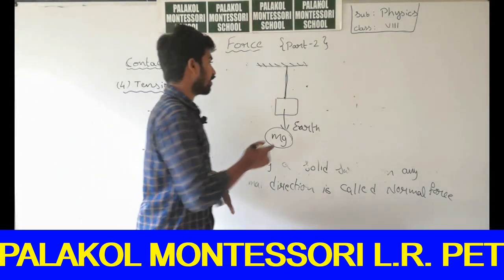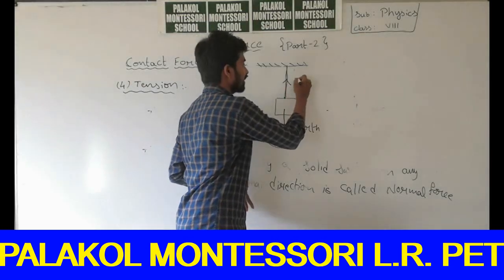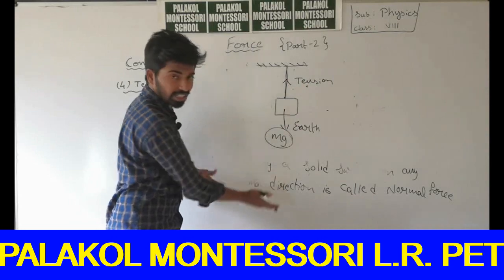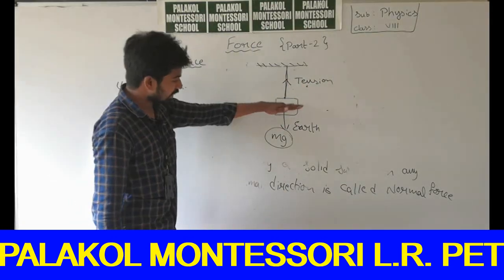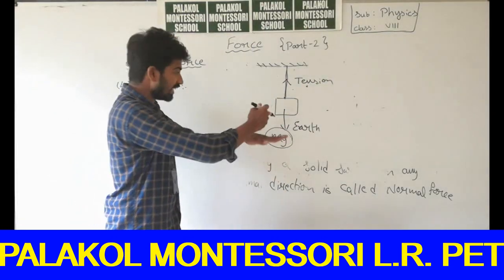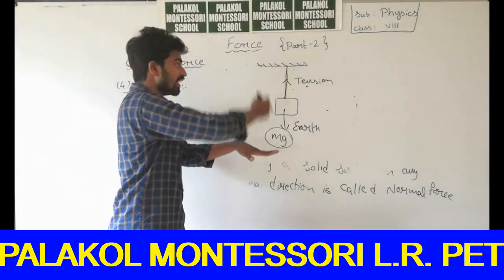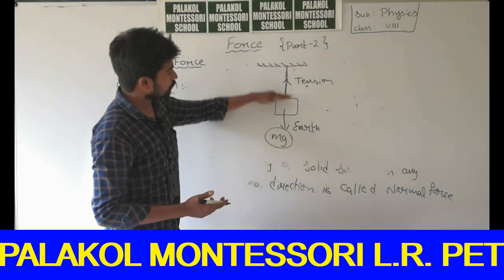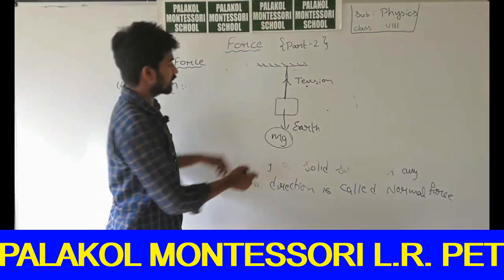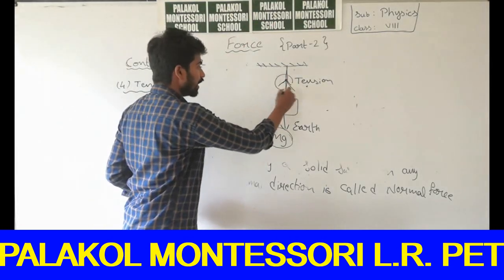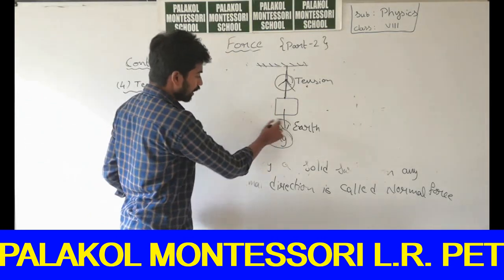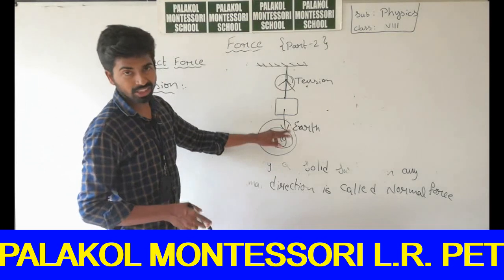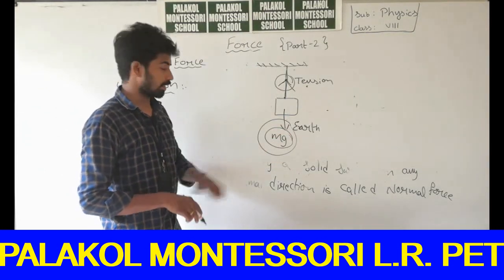That force we will call tension. This is the weight acting in the downward direction. So, to balance that force, some force acts in the upward direction. That is why this upward force balances the downward weight of the object.